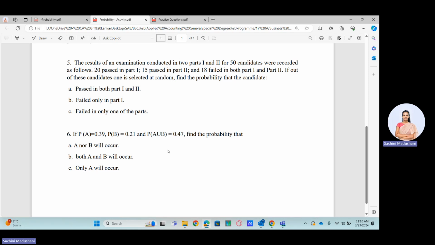Okay, let's discuss. This one says probability of A is 0.39, probability of B is 0.21, and the union is 0.47. The first one asks: neither A nor B will occur. What does it mean?